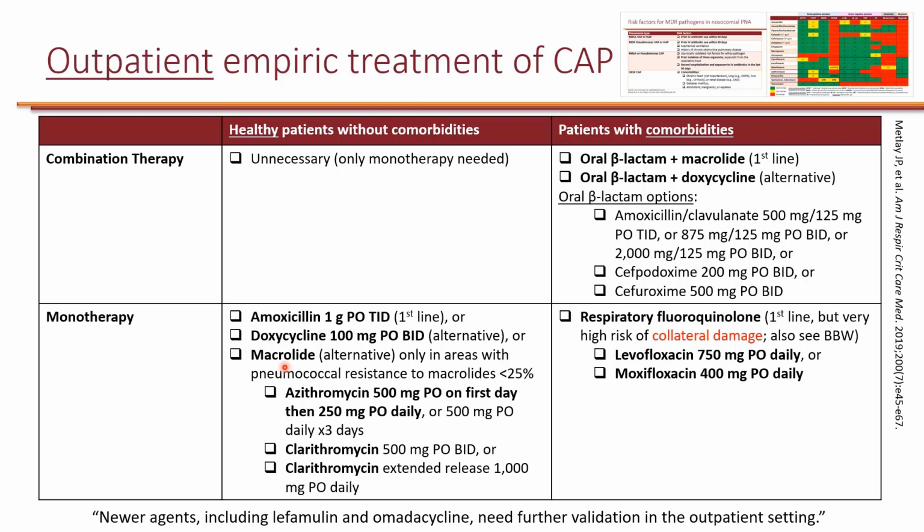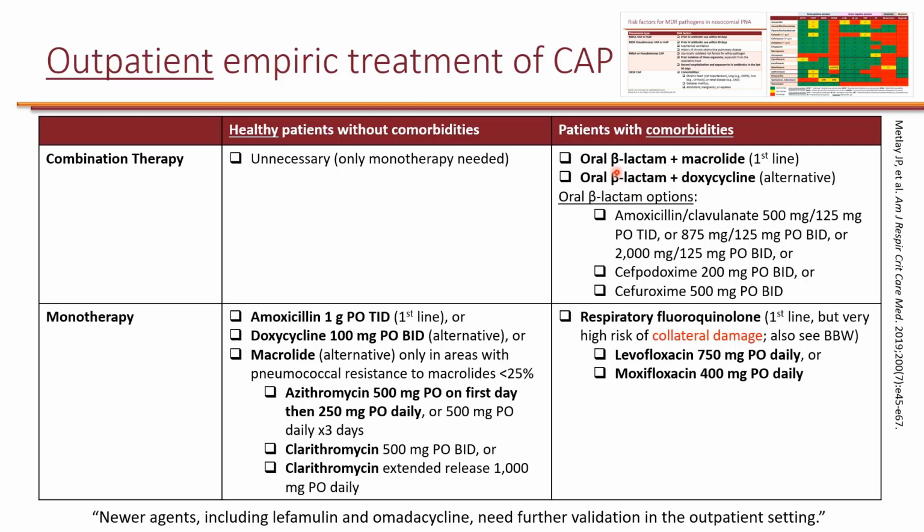Now with macrolide, it's considered alternative because we are seeing an increased rate of pneumococcal resistance. Now if you know that in your local area the rate of resistance is less than 25%, you can actually use azithromycin monotherapy. Now, in our area at Loma Linda University Medical Center, the rate of macrolide resistance in Streptococcus pneumoniae is actually more than 30%. Now, for those patients who have comorbidities, because they are at increased risk of having drug-resistant strep pneumo, you don't want to use a single agent, so we use a combination so that we have good coverage.